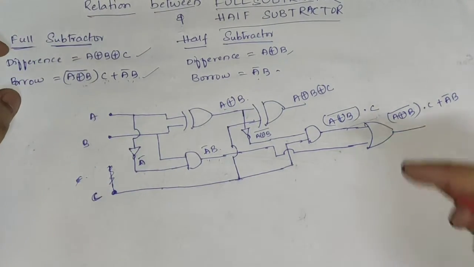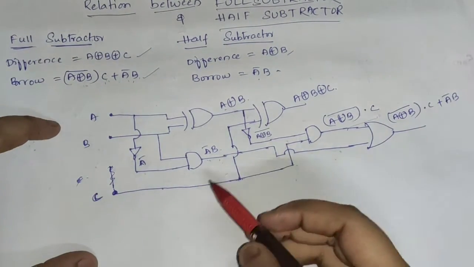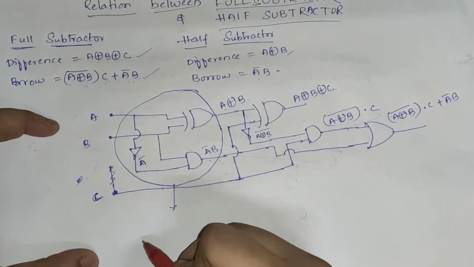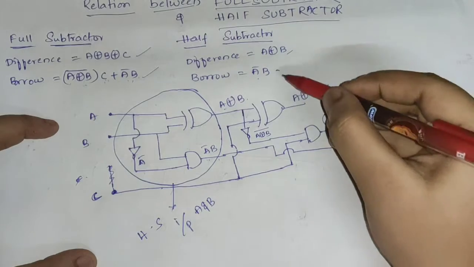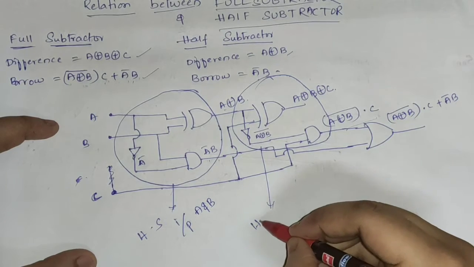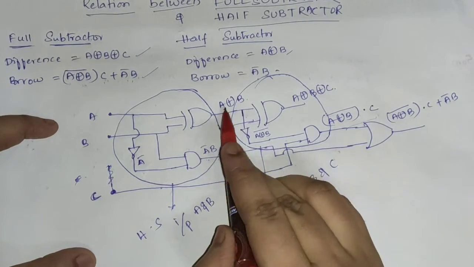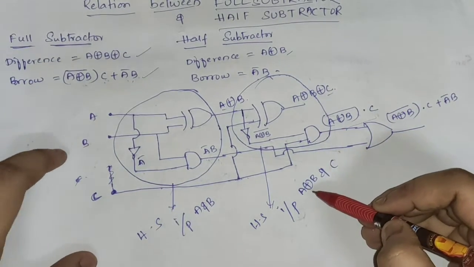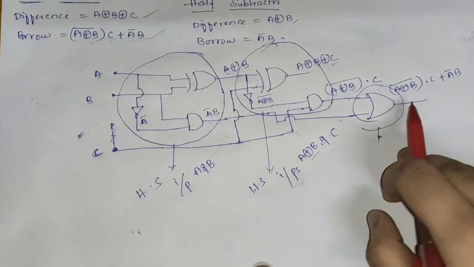So we got the difference expression in full subtractor, and also we got the borrow expression in full subtractor by using the half subtractors. If you see here, this is one half subtractor with inputs a and b. And this is another half subtractor with inputs a XOR b and c. Here we took a XOR b, and here we took another variable, that is c. And this is the OR logic gate.